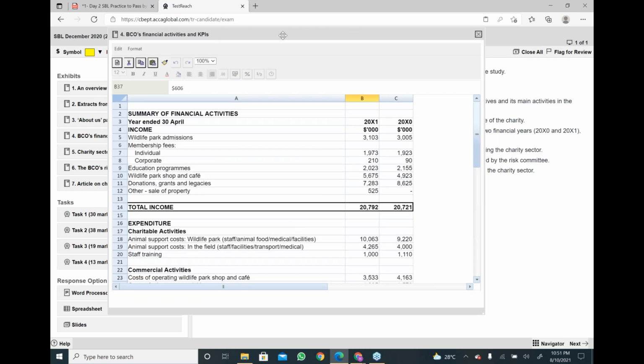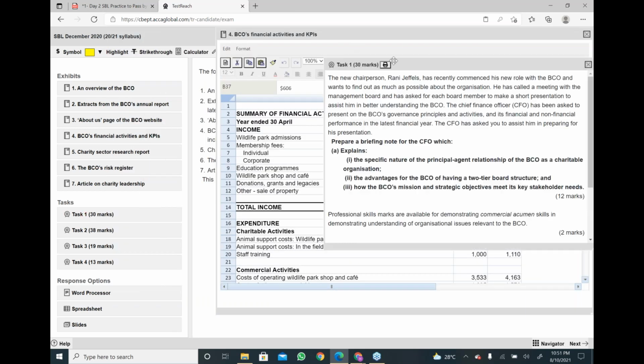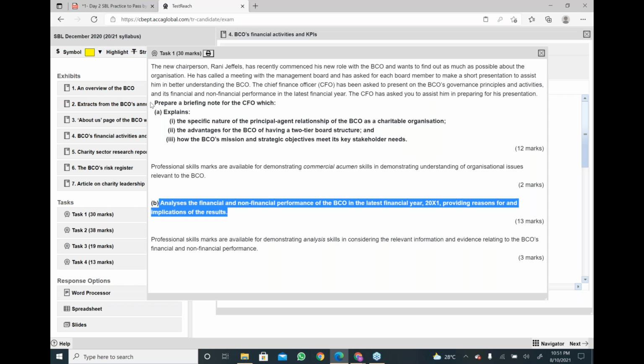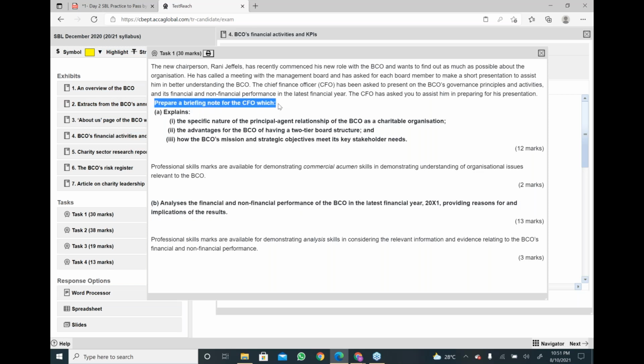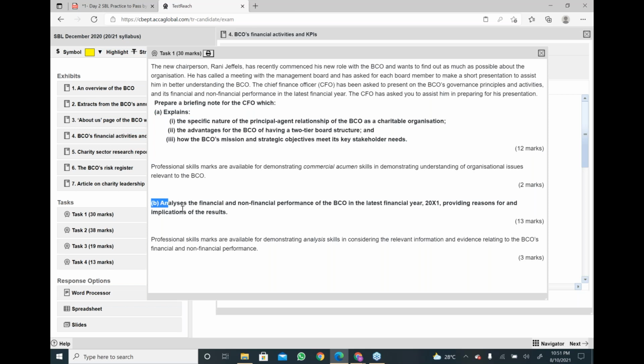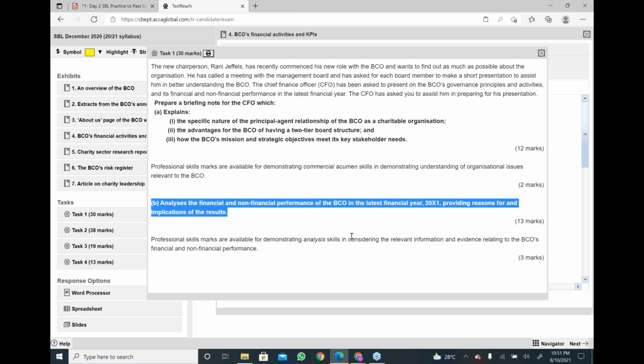Where is the requirement? Let's read the requirement first. Question number 1B. It says prepare a briefing note for the CFO, which does A and B. This is the part we're going to do. B analyzes the financial and non-financial performance of BCO in the latest financial year 2021, providing reasons for and implications of the results. So providing reasons for the results and implications for the results, 13 marks.